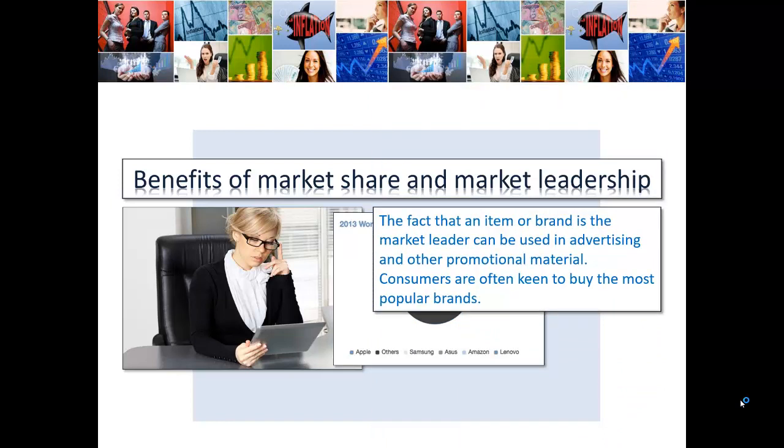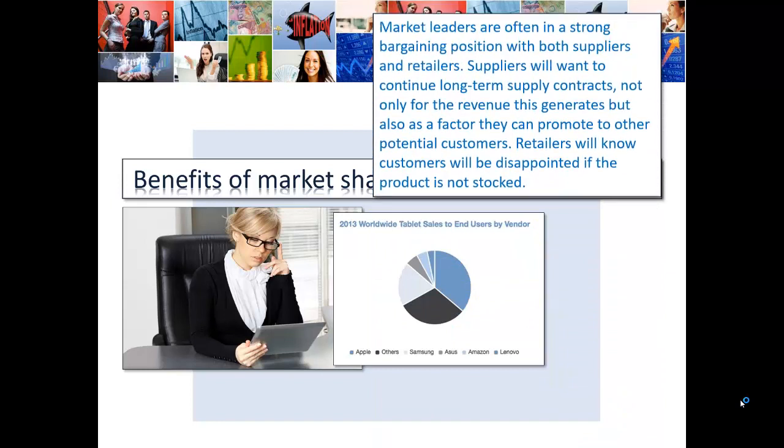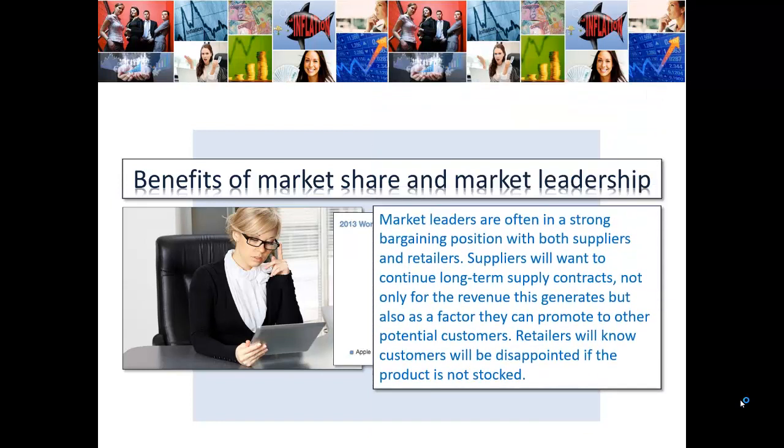The fact that an item or brand is a market leader can be used in advertising and other promotional material. Consumers are often keen to buy the most popular brands. Market leaders are often in a strong bargaining position with both suppliers and retailers. Suppliers will want to continue long-term supply contracts, not only for the revenue this generates for them, but also as a factor they can promote to other potential customers.